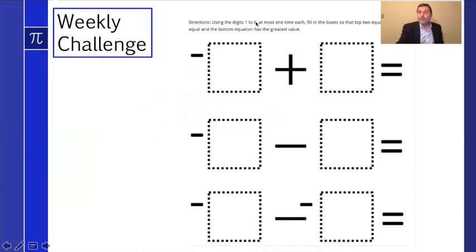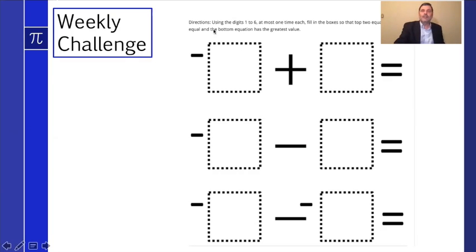Using the digits 1 through 6, at most, one each time. So use numbers 1, 2, 3, 4, 5, or 6, but you can only use it once. Fill in the boxes so that the top 2 equations are equal. Ooh, can you do that? So these top 2 equations, can you put the numbers 1 through 6 using each digit only once so that you would have the same result? You've got a negative number, whatever number you put in there, plus a positive. Here you've got a negative number and you take away a number. Using those digits, can you create 2 equations that would be equal?